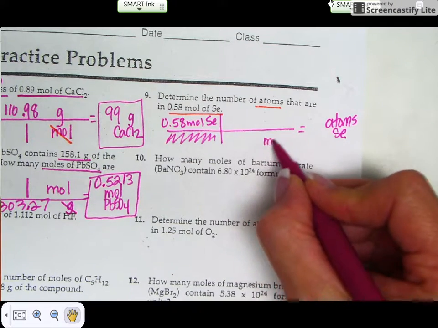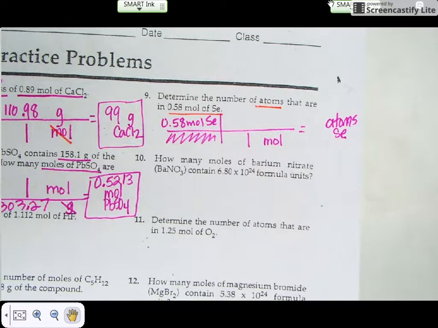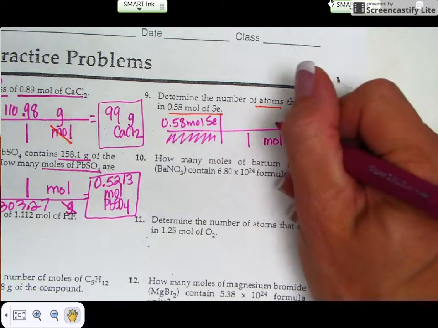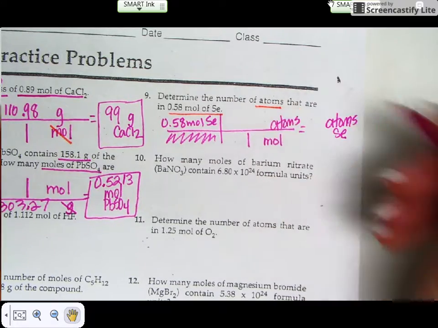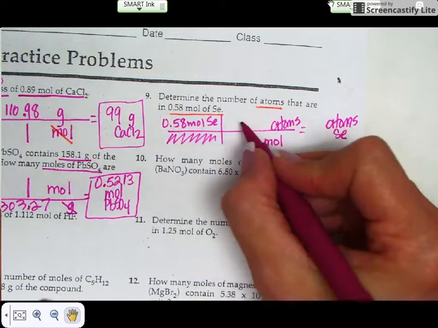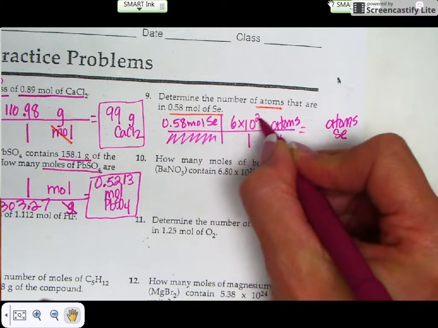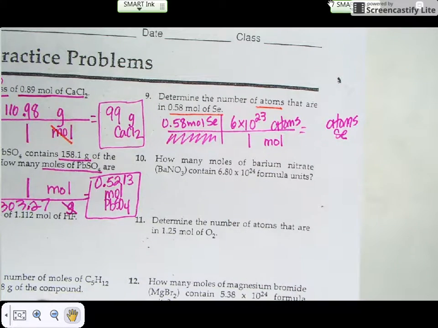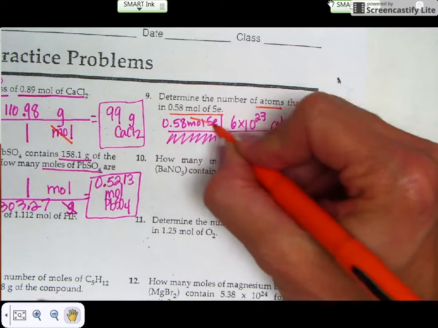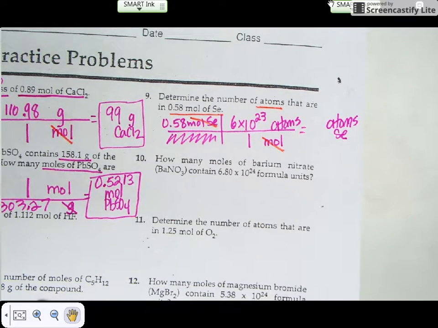So we need moles on bottom. Remember, moles always gets a 1 beside of it. Atoms are on top. Avogadro's number tells us there are 6 times 10 to the 23rd of our representative particles in 1 mole of any substance. This is going to let moles cancel out. So we need to multiply by Avogadro's number.